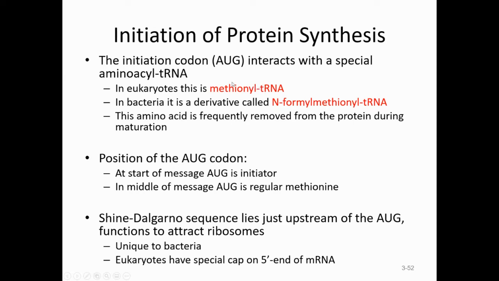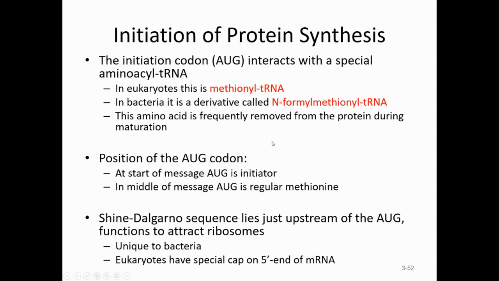And the first codon, the initiation codon AUG methionine, normally is removed after the protein matures. The first methionine is usually removed, so the first amino acid of the mature protein is normally not the methionine, but that first codon plays the role of the initiation codon.